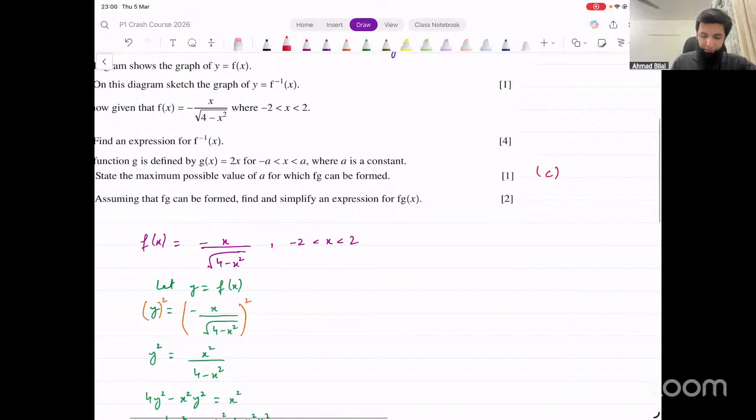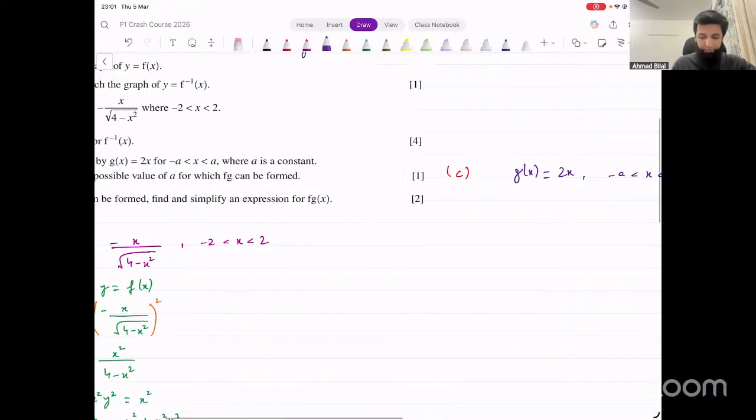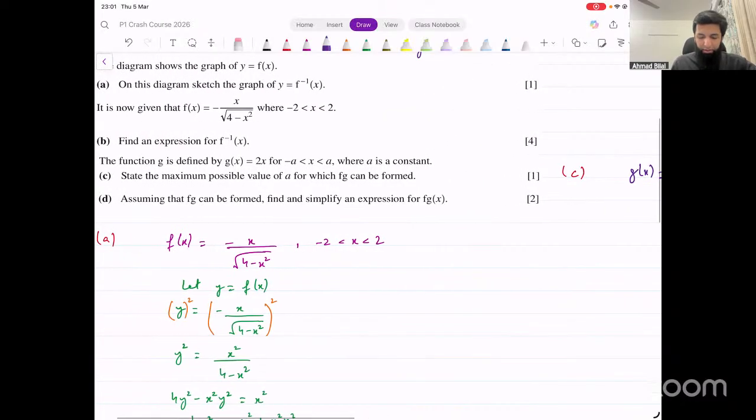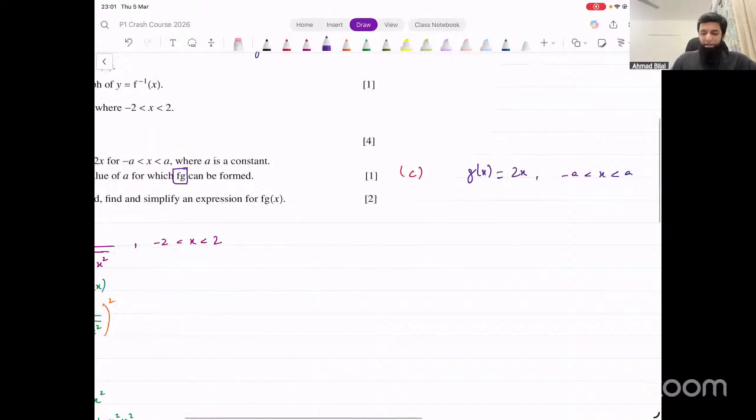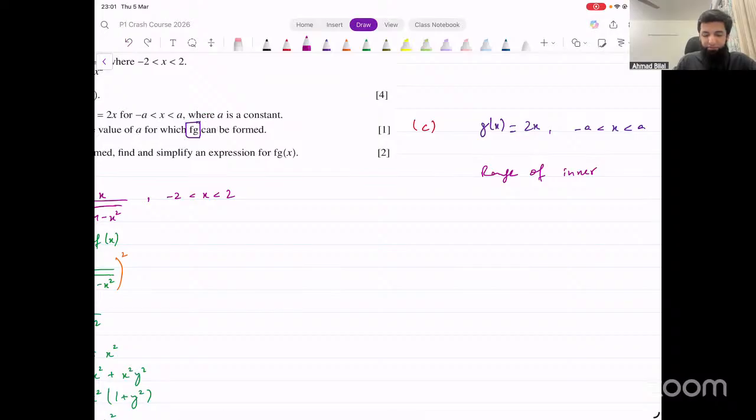Achha. So we are given g of x. g of x is equal to 2x. The domain of this function is between negative a and positive a. All right. The function that we are forming is fg. What's the condition for the function fg being formed? Range of inner and domain of outer, right? What's the inner function in fg?